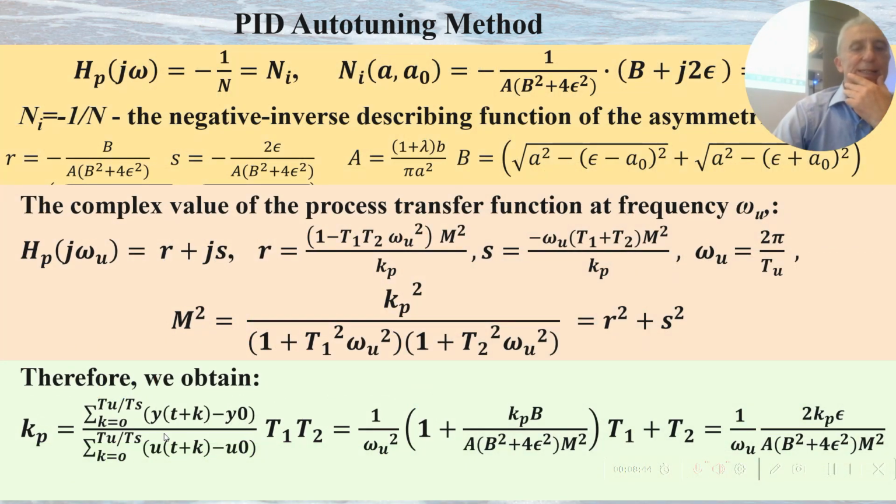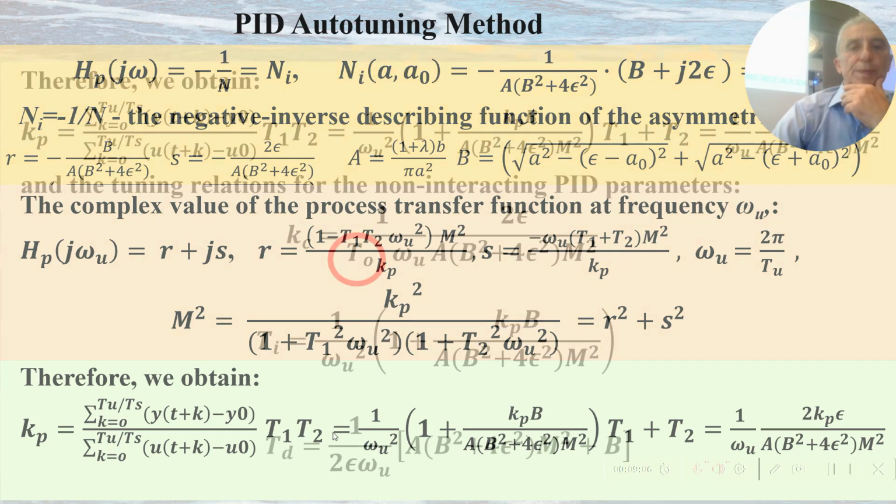You can see that here the calculations are based only on the measurements. B is depending only on the measurements and the parameters of the relay. A, B, M, everything here, you can see the formulas depend only on the measurements and the relay parameters. So we can compute Kp, T1, and T2.